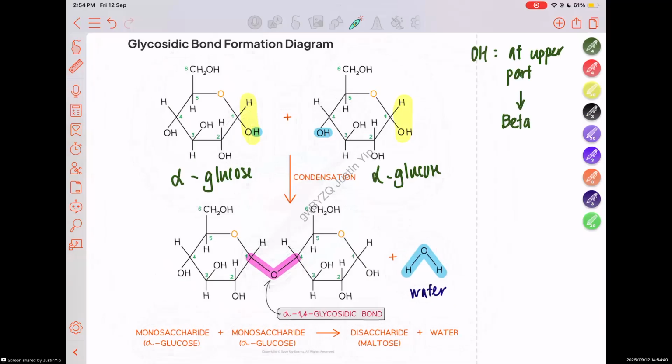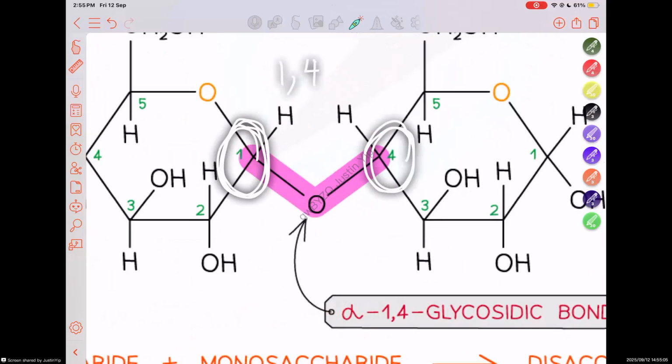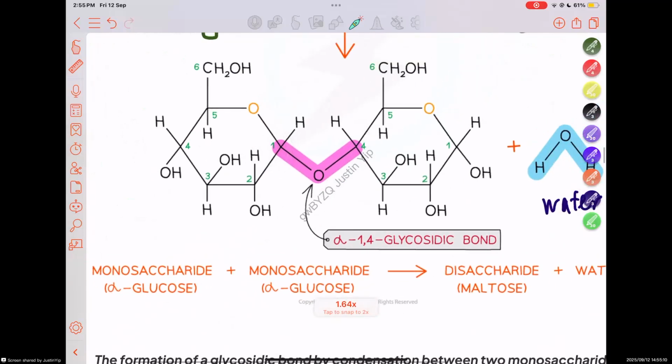Okay, it's like your chemistry, how you name in organic chemistry. So alpha, then a number in front: 1,4. Why? Because they are connected to the first carbon of your first alpha glucose and the fourth carbon of your second alpha glucose. So you see, 1 is here, here is 4. So we call it an alpha 1,4 glycosidic bond. This one should be correct because we are mentioning the bond here.